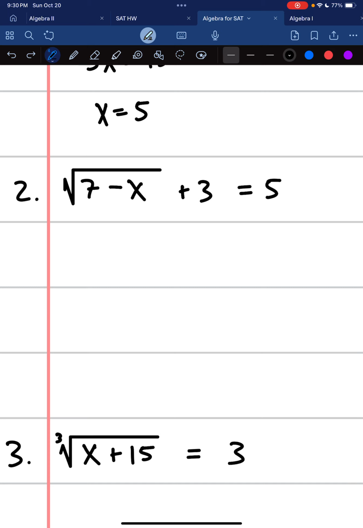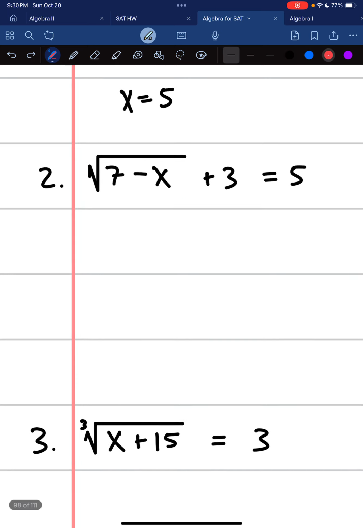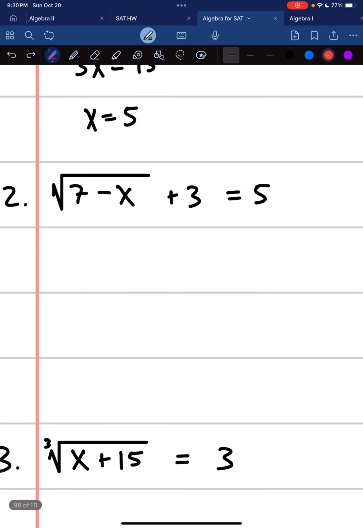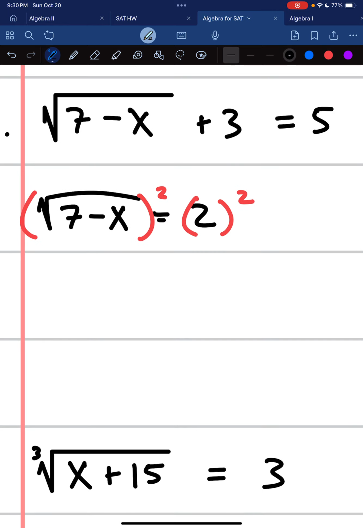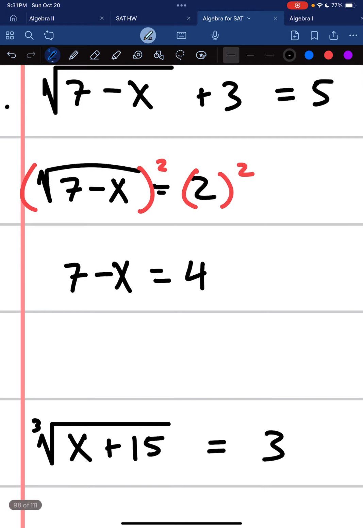So over here, before we square both sides to eliminate this radical, we should isolate the radical first. So we should get rid of any numbers surrounding it. So to get rid of numbers surrounding it, we're going to get rid of this 3, right? So if I subtract 3 from both sides, I get the square root of 7 minus x is equal to 2. And now I can square both sides, and I get 7 minus x equals 4.